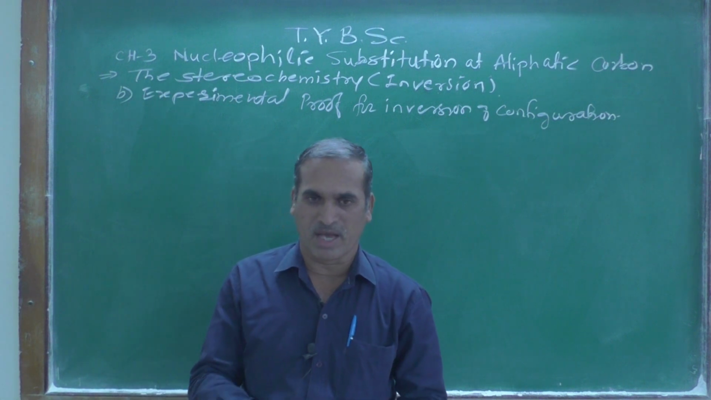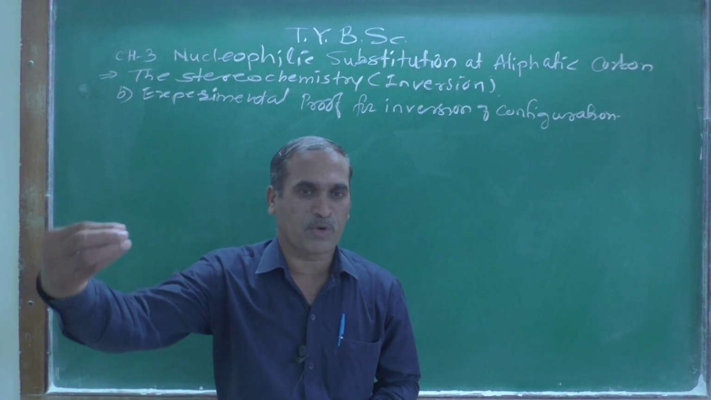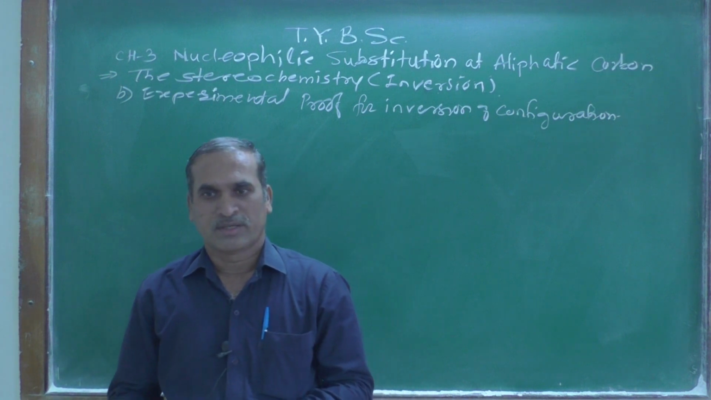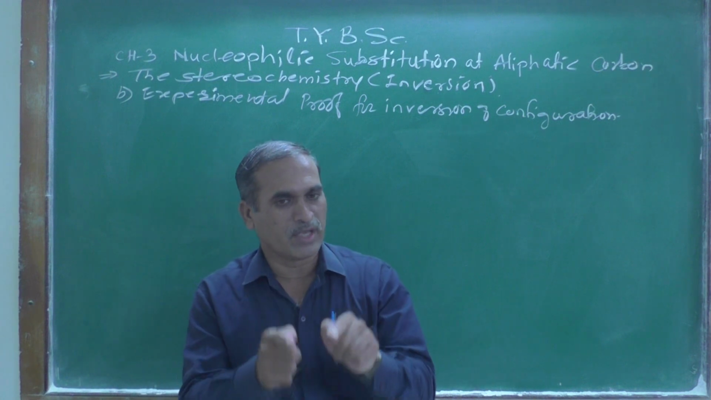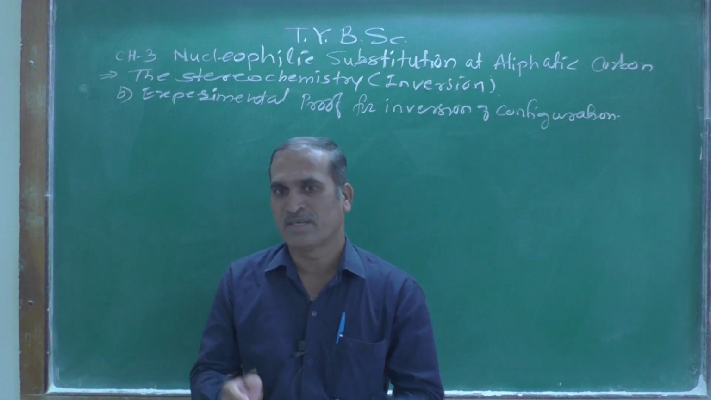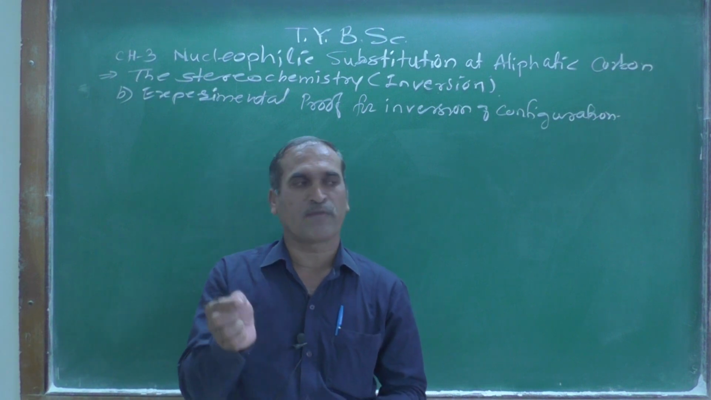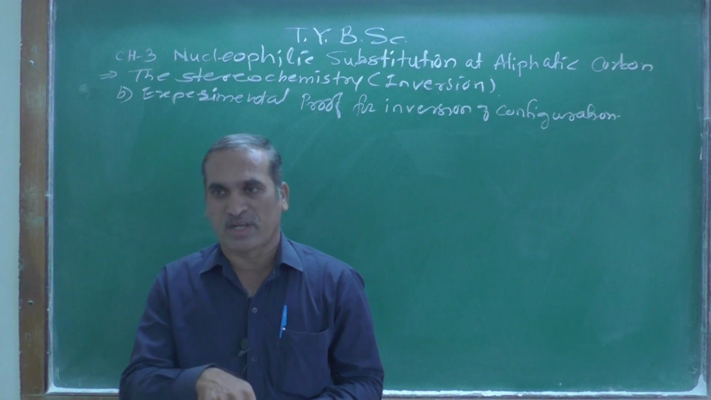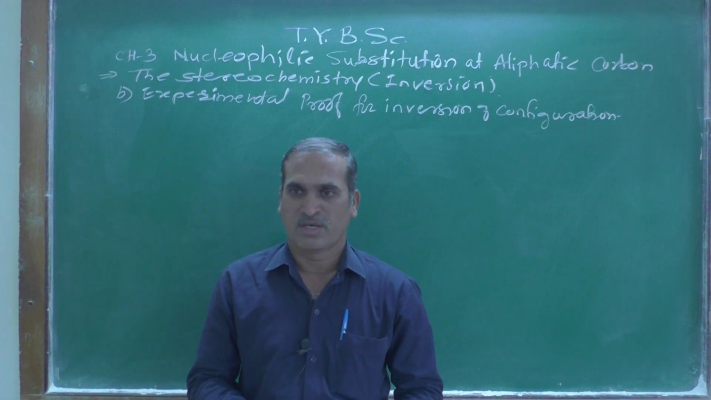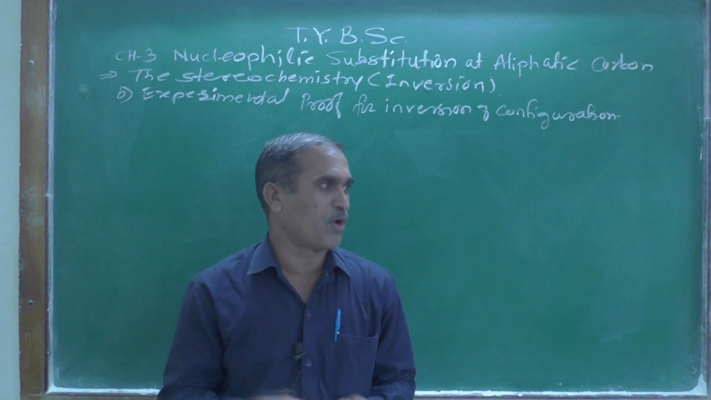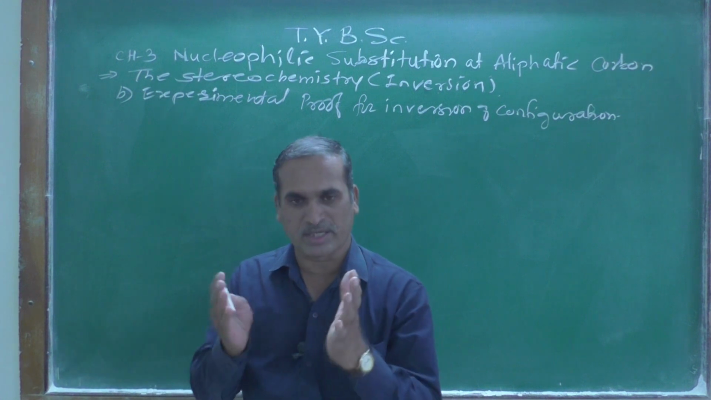The second possibility we have learned is a front side attack. When the nucleophile approaches from the front side, the same side as the leaving group, both the leaving group as well as the nucleophile are negatively charged. There is a lot of dipole repulsion as well as steric hindrance, and for this reason the nucleophile approach from the front side is very remote. That possibility also we have learned.